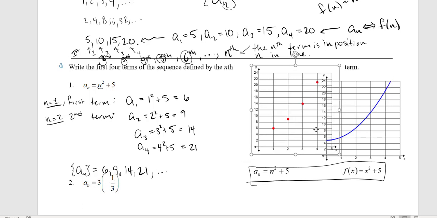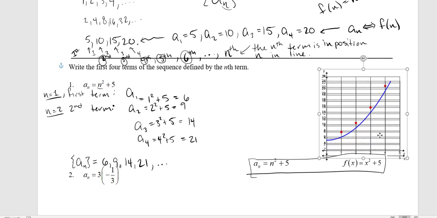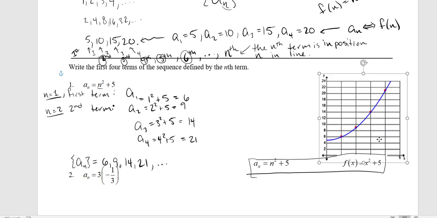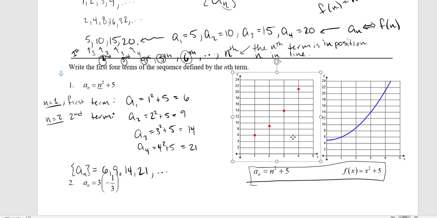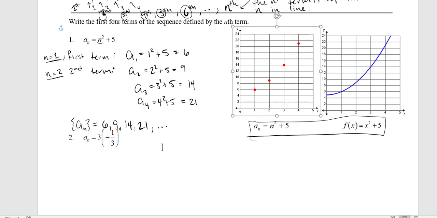But if you were to overlay these, let's see if we can do this. If you were to overlay these, yeah, those dots sit right on that blue curve. Notice that. It was kind of cool in demo. Glad that worked. Didn't think that would work. So that's the connection. These really are the same function. The sequence function, though, that we write with a little bit different notation, just says we're only allowed to plug in integers for n.